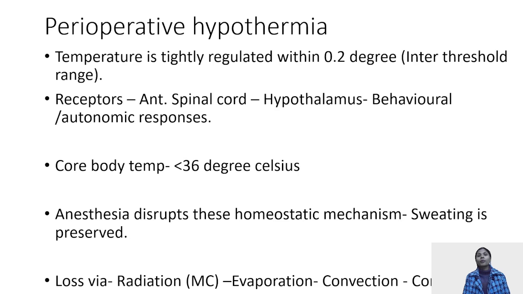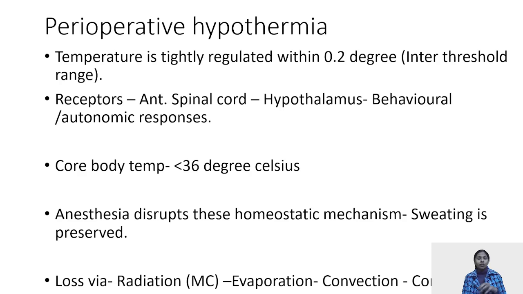Then we have perioperative hypothermias. See, we know very well that intraoperatively we have a lot of loss of heat from the body, which could be via radiation, evaporation, conduction, or convection. Generally, what happens in our body is that when we start feeling cold, the receptors go to the anterior spinal cord. That is where they carry the cold fibers. From that, it goes to hypothalamus, and then we have certain behavior or autonomic responses which our body gives in order to protect ourselves from hypothermias.